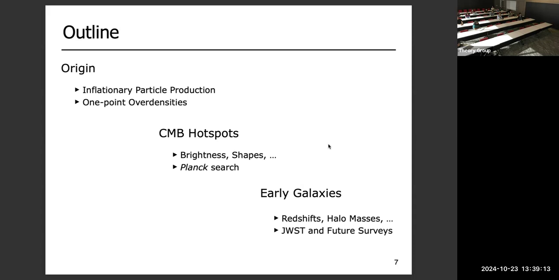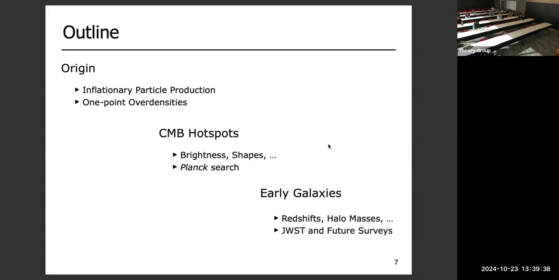We'll see that these overdensities can give rise to hotspots on the CMB. So very bright localized regions. I'll compute how bright those regions should be, and what they actually look like, so their shapes, for example. And then I'll describe a search that we did with the Planck data, looking for these bright spots or hotspots.